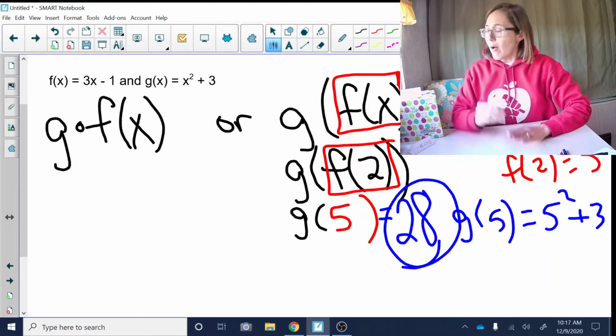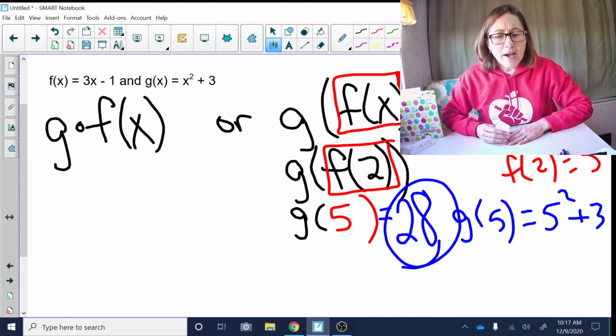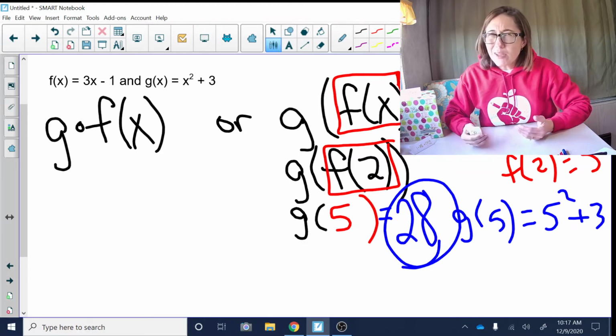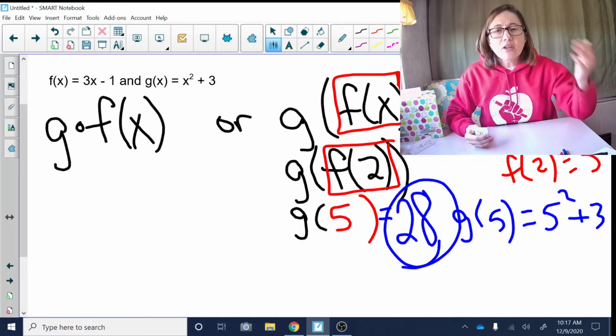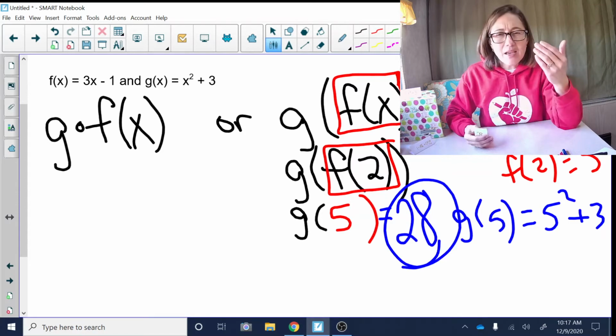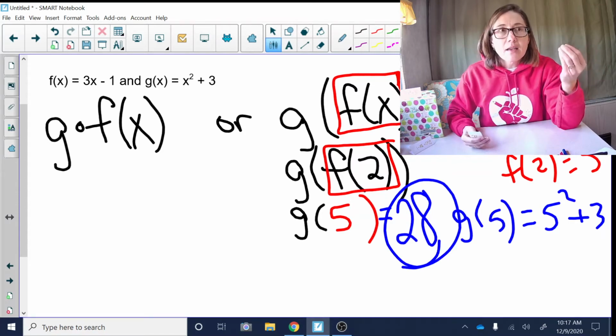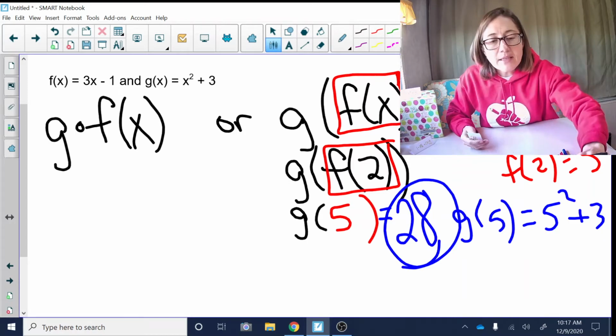So now I wonder if the order matters. Do you think it matters if I put something in f of x first or g of x first? Does it make a difference? Sometimes it does with things like subtraction. It makes a difference what order you put things in, but with adding it doesn't. So let's just experiment with this and see what happens.